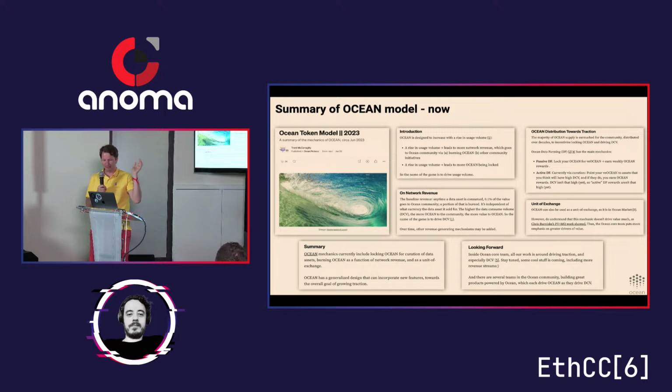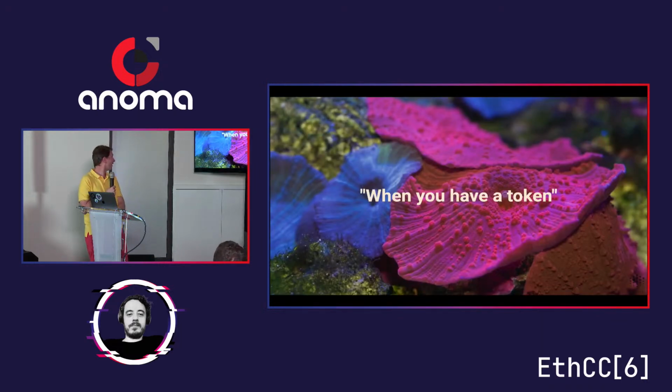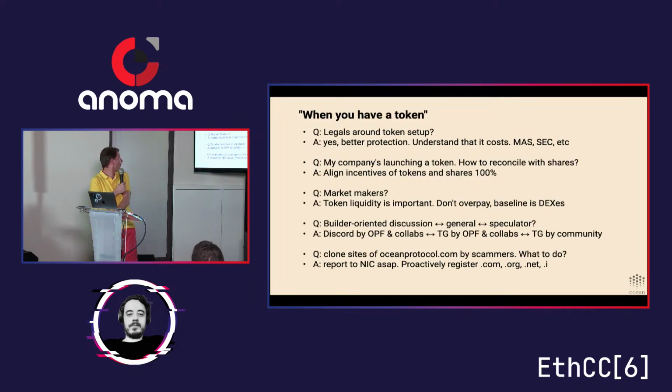So the Ocean model, yeah, we've got a blog post that just came out, so you can see that. And when you have a token, there are a lot of scammers, right? So you see all these things happening all the time. For example, there are people that register oceanprotocol.ro and all these other things. As soon as you hear about it, you do a takedown to the NIC. You just go to them, there's a policy there. We've proactively registered all the big ones like oceanprotocol.org, all of this. So that helps a lot.